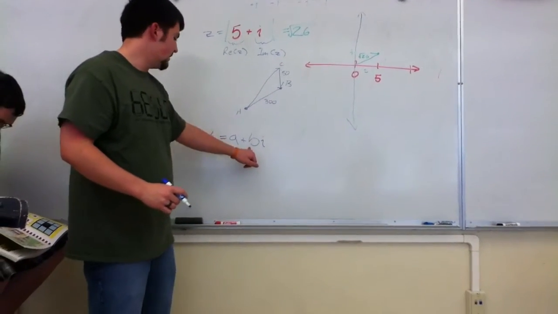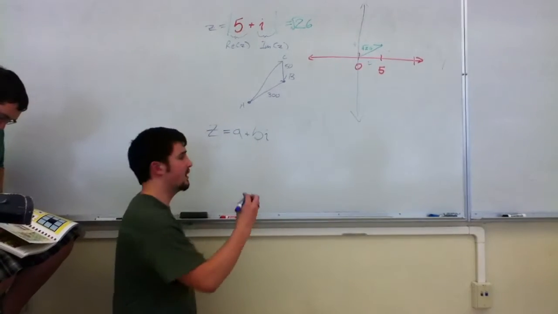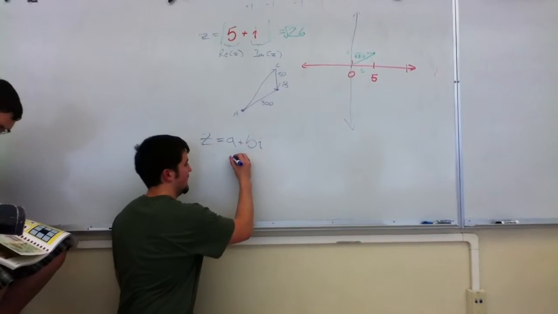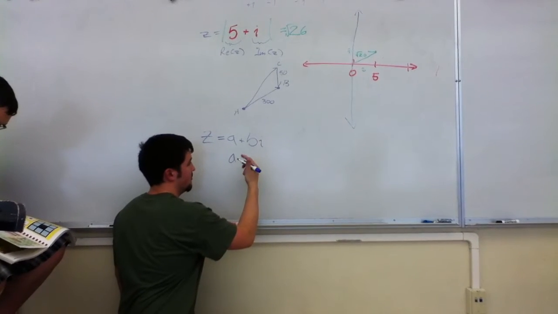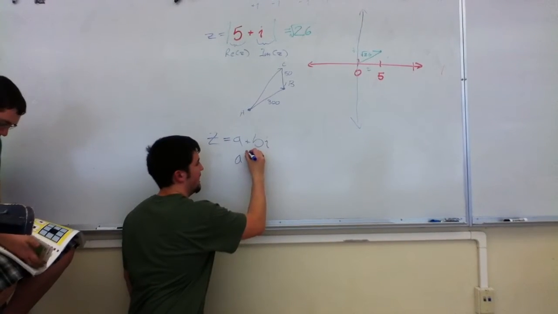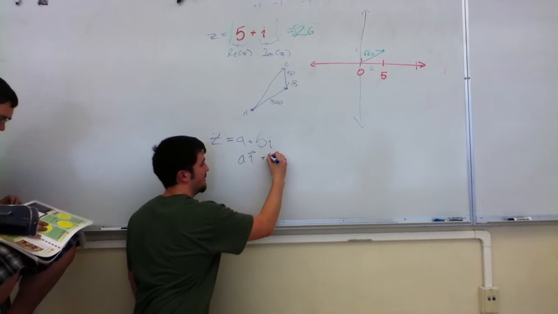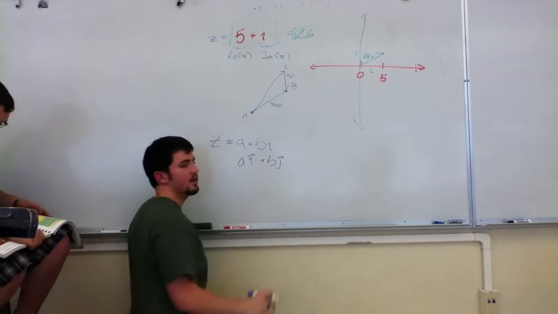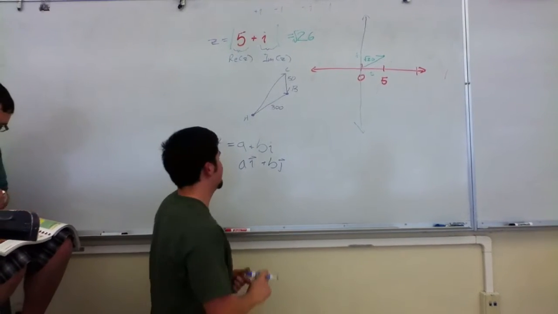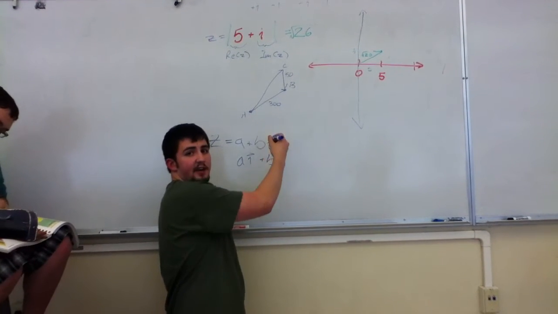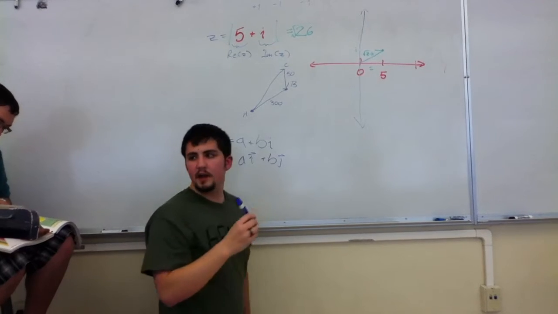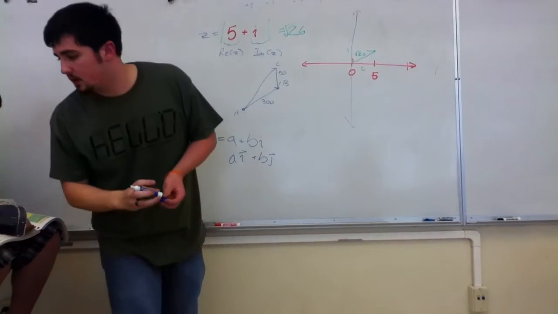Other people who have taken Tiller's class have probably seen a vector i plus b times a vector j. And like I said, electrical engineers often use a j here instead. There's also one other cool way to do it.